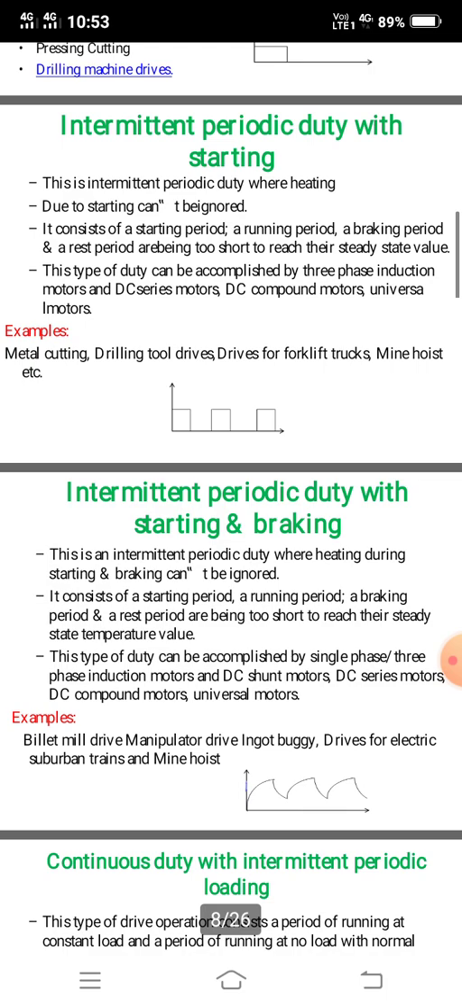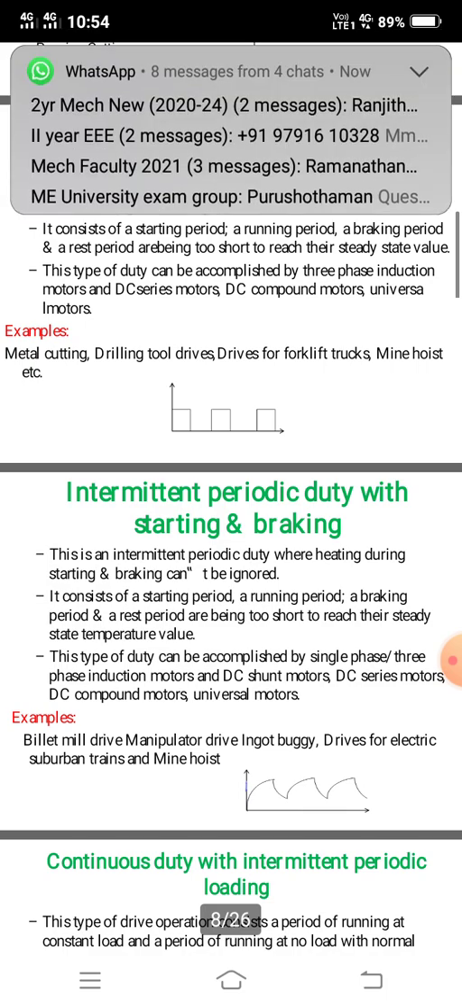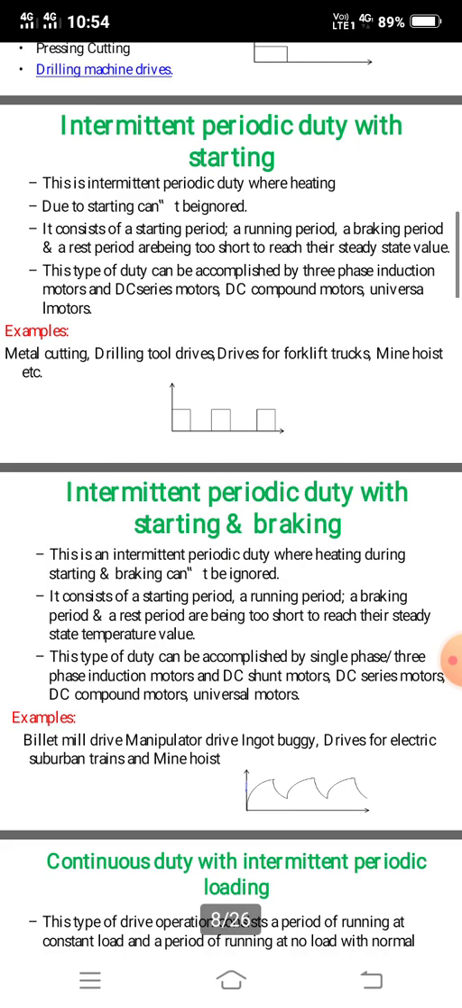we know very well about billet mill drive, manipulator drive, ingot buggy. And this is mine hoist technique. We are very well aware of mine hoist techniques. Mine hoist techniques always depend on this intermittent periodic duty with starting and stopping. Okay, braking is stopping. This starts with high torque or high related temperature. It runs smoothly without any braking. If we need to brake, the opposite of the starting torque will be applied to stop that particular motor.